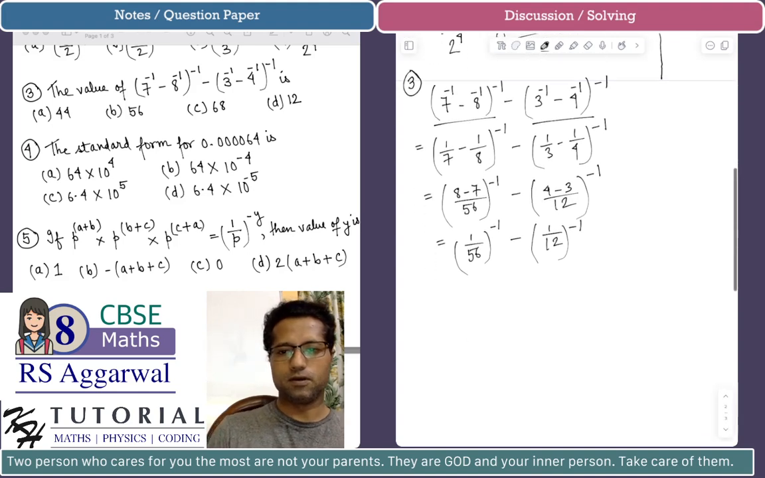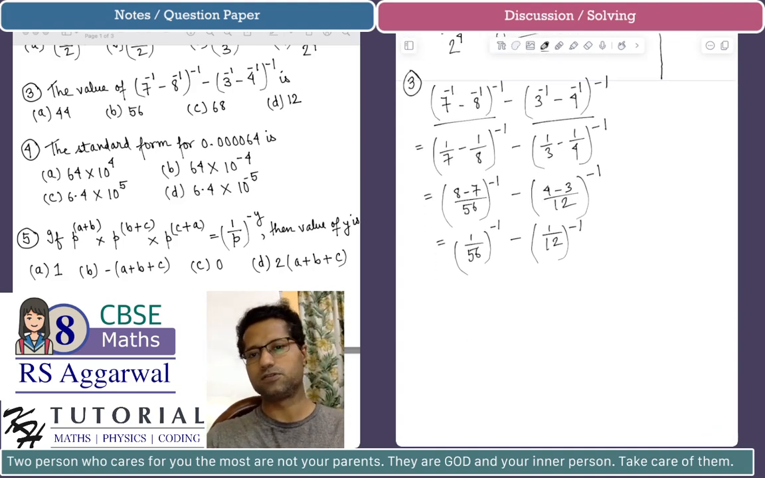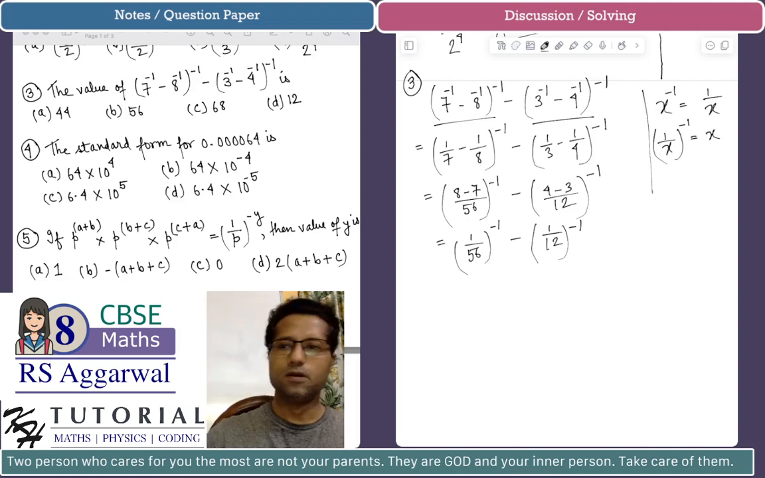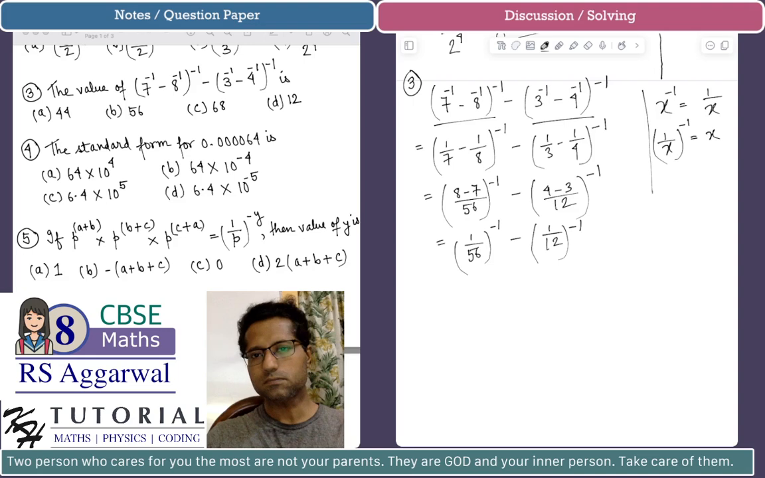Now again, (1/56) raised to the power minus 1 means the reciprocal of the base. So whenever you have x to the power minus 1, where x is any non-zero rational number, you take the reciprocal of the base. The base is x, so its reciprocal will be 1/x. Similarly, if you have an expression of the form (1/x) to the power minus 1, this will be x. Reciprocal of 1/x is x. So these small things you should be able to figure out immediately.